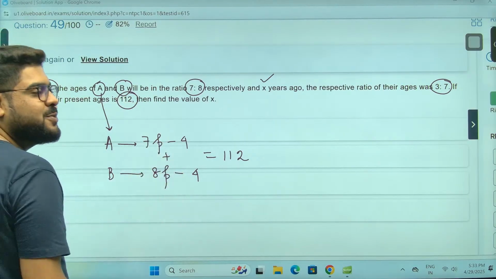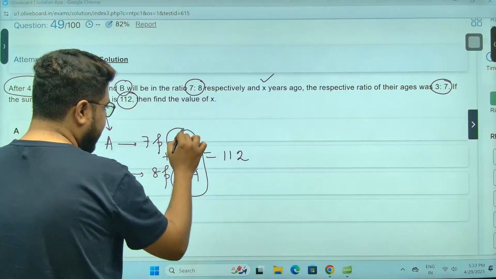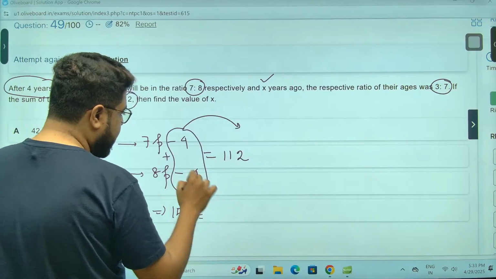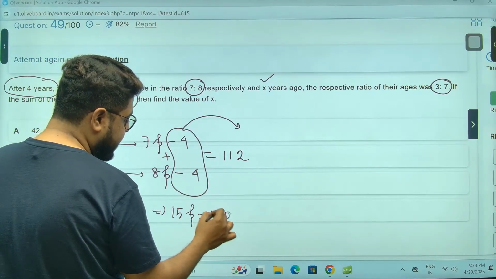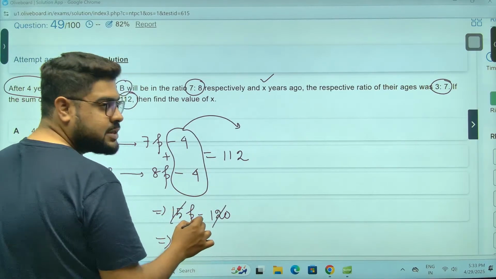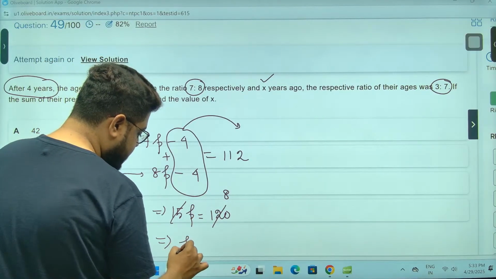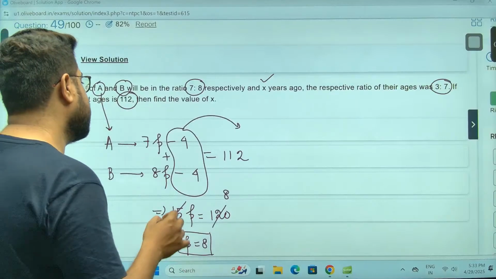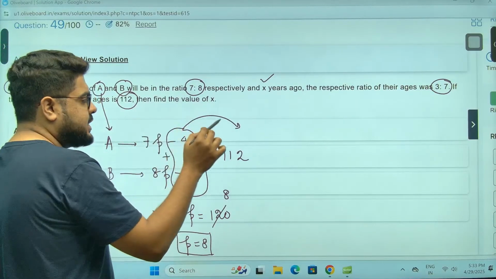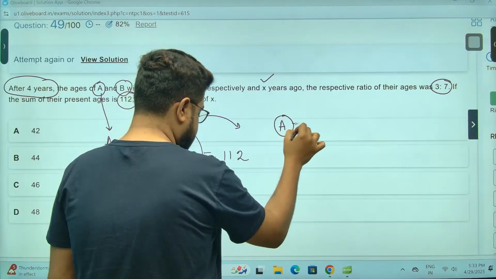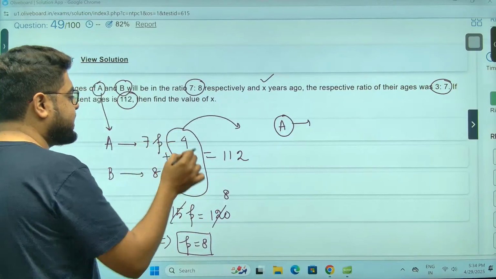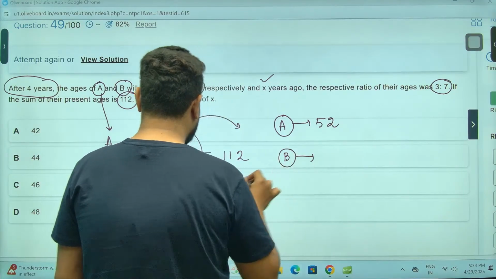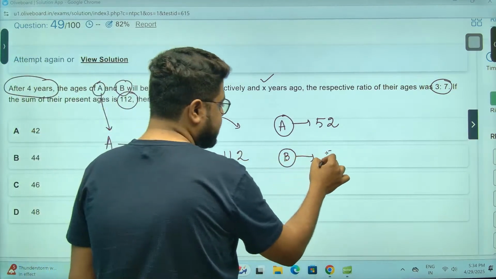Figure out the values. 4 and 4 make 8, and that 8 goes to the other side as plus 8. So 15p equals 112 plus 8, that is 120, right? So p will be 8 times. P is 8, sir. Let's see, their present age: 7 8s are 56 minus 4 is 52. And for B, the present age: 8 8s are 64 minus 4, that is 60.